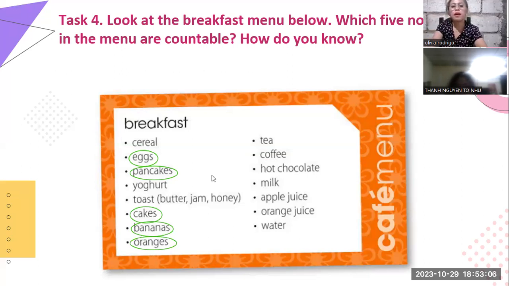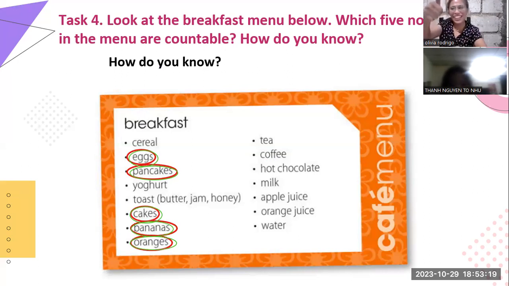Teacher, please. Okay, eggs, correct. Pancakes, correct. Cakes, correct. Bananas, correct. Oranges, correct. Okay, very good.